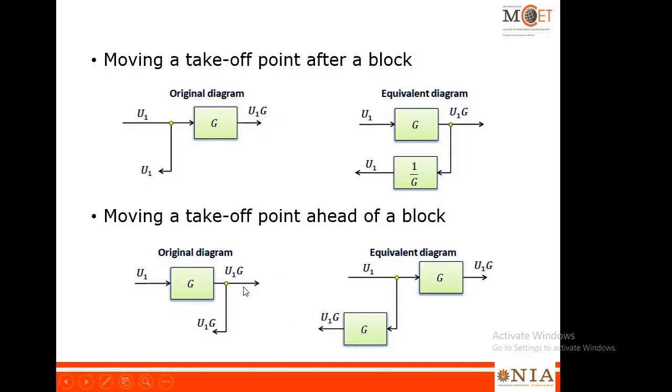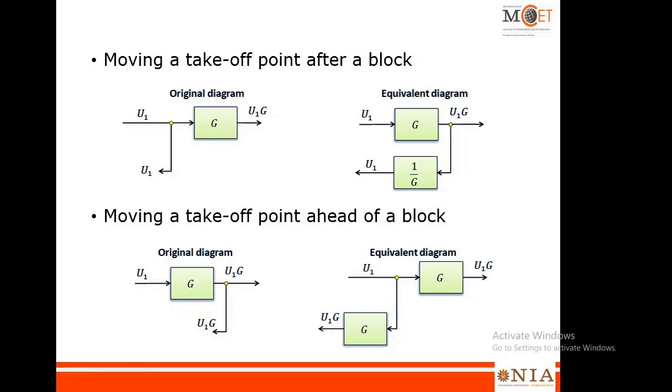So conversely, when you move the branching point from right to left, then that particular branch has to be multiplied by the transfer function that it jumps. So you can see here the right hand side branching point has moved to the left hand side, and the wing is getting multiplied by the transfer function it jumped, that is g.